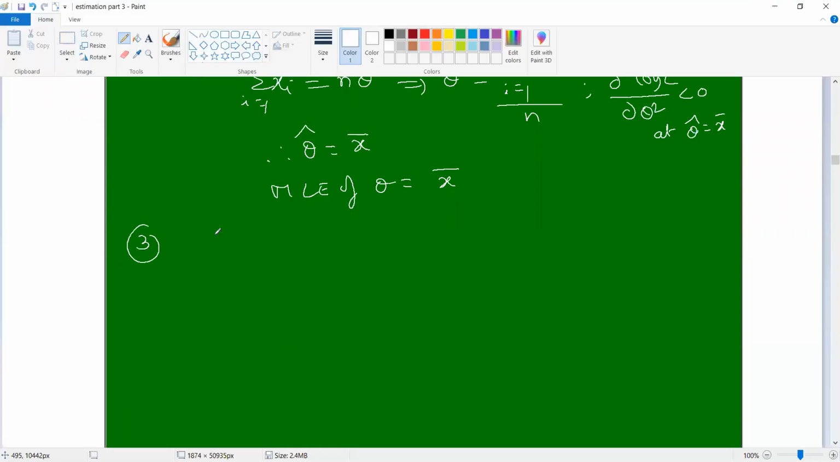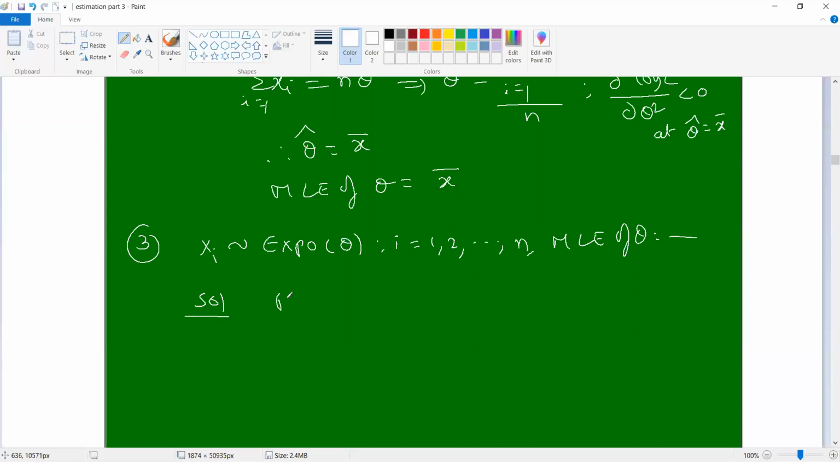Example 3. As follows. Exponential parameter theta, xi follows. Let x1, x2, ..., xn be a random sample drawn from this exponential population with parameter theta, i is equal to 1, 2, 3 and so on to n. Find the MLE of theta.